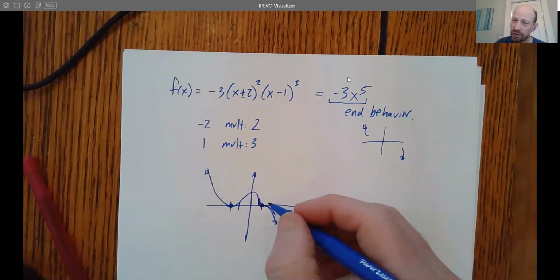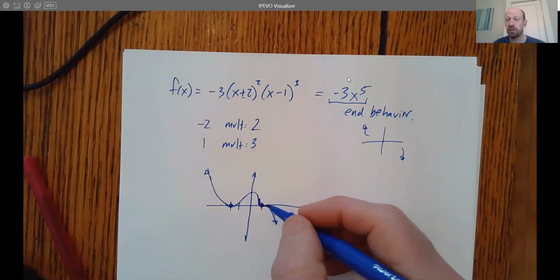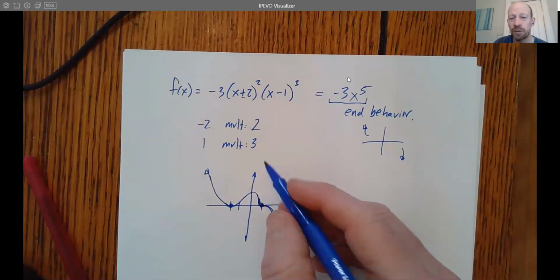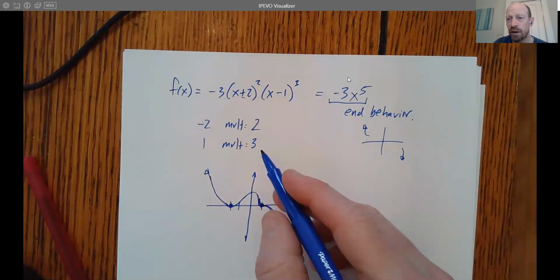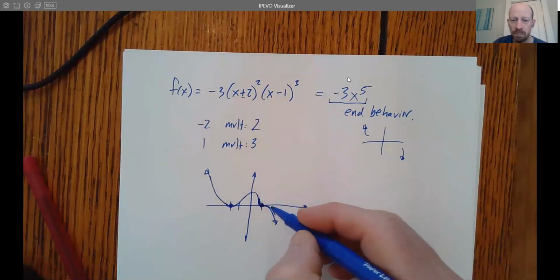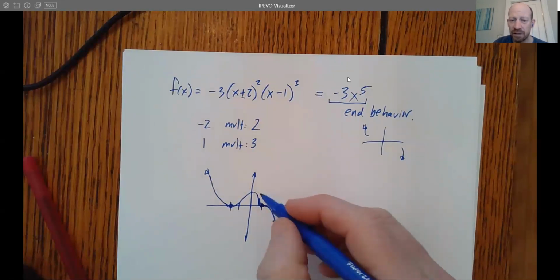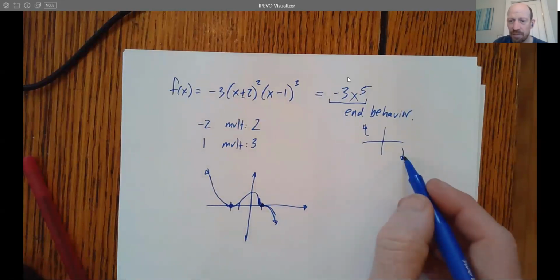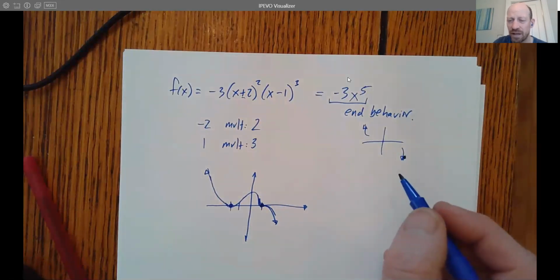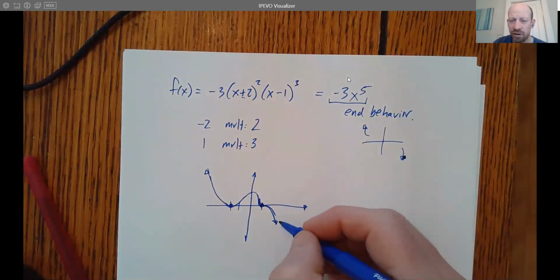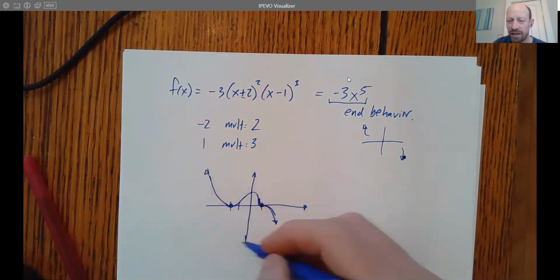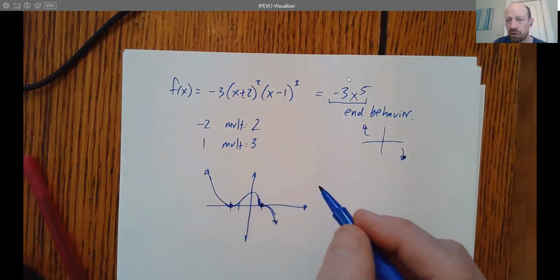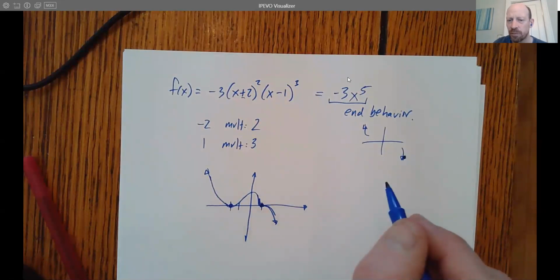It's a small little detail, but it is something we know. It flattens out when the multiplicity is bigger than 1. But because it's odd, it cuts through. And notice where I end up here is the same as what I expected, right? The end behavior is negative, so it's going to look like this. And that's the graph we're looking for for this polynomial.